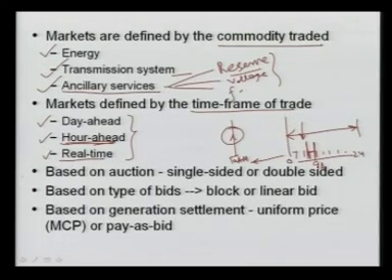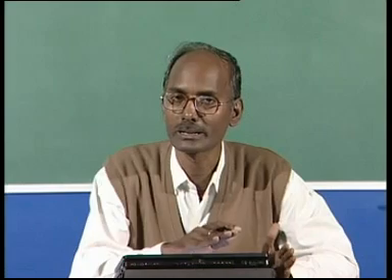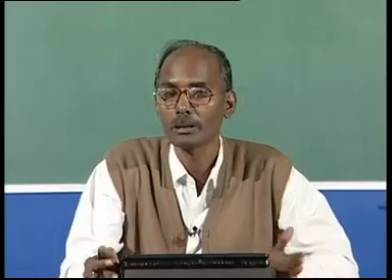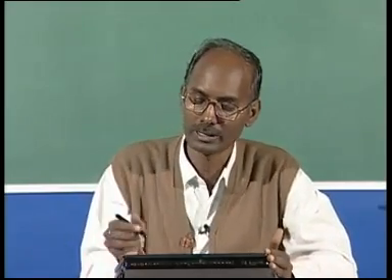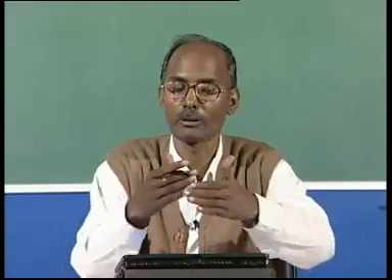You can also look at the auction type. Based on the auction, we can divide markets into single sided or double sided. If bids are only allowed from the supply side, it is called a single sided bid. If we are also inviting bids from the customer side or retail company side, then it is called a double sided bid, and then we match them.